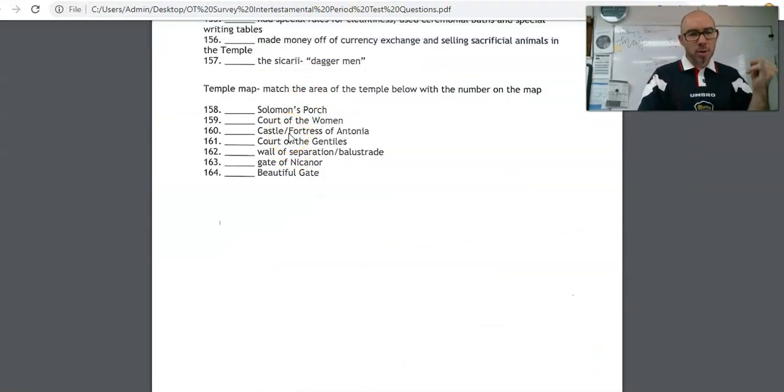Have that handy. We're going to look for Solomon's porch, the court of the women, the fortress of Antonia, the court of the Gentiles, this wall of separation or the balustrade, the gate of Nicanor, and the beautiful gate. That's it. That's what we're going to look for on the picture. Alrighty, so let's get to it.